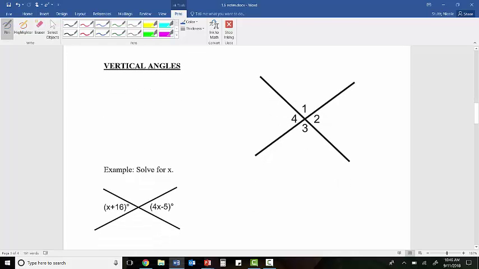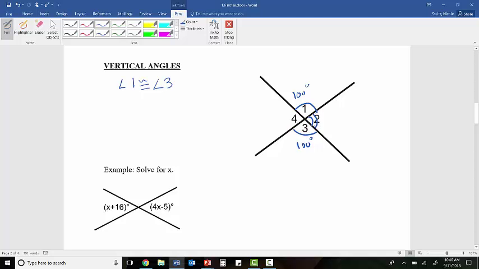Vertical angles will appear the entire year. We use those more than anything else. And you need to have 2 crisscrossing lines. And basically they're on opposite sides of each other. So 1 and 3 are vertical. And vertical angles are always congruent to each other. So if angle 1 is 100 degrees, then angle 3 is also 100 degrees.